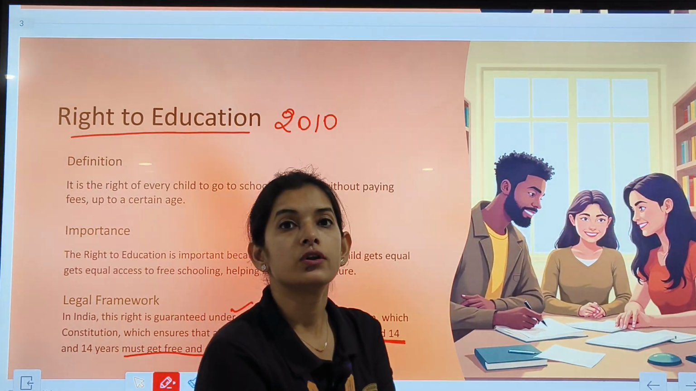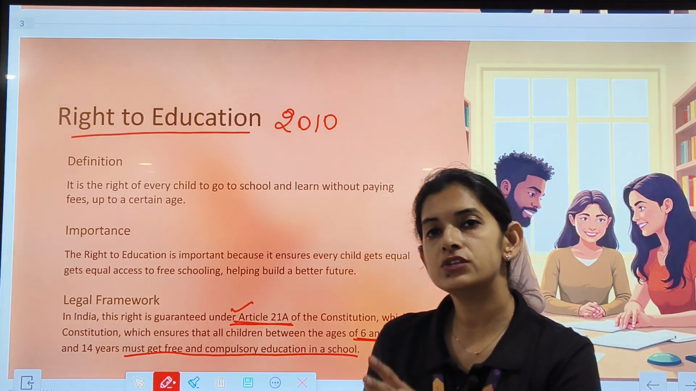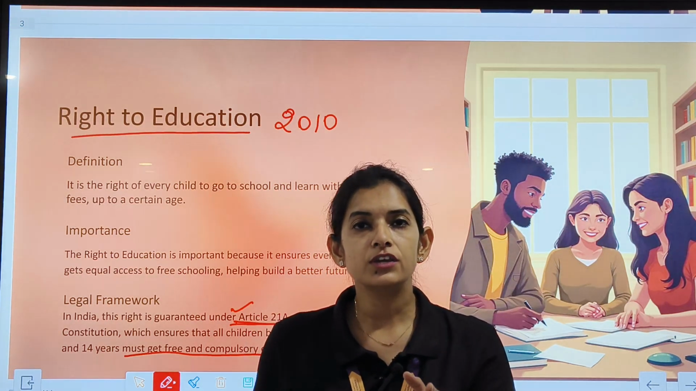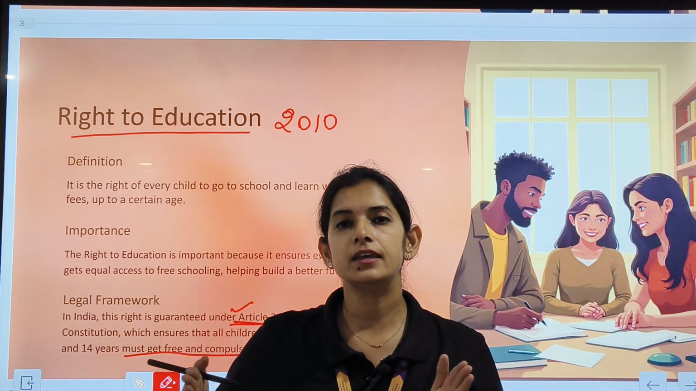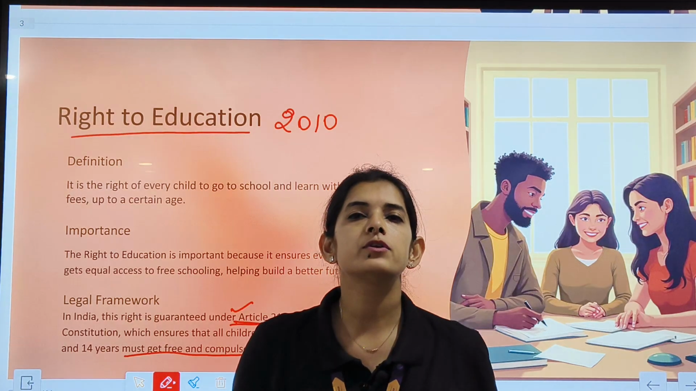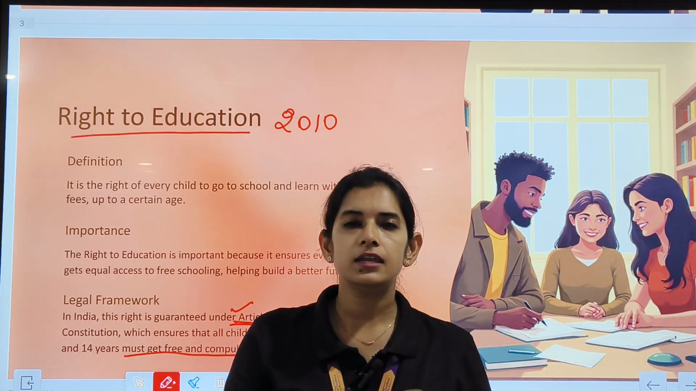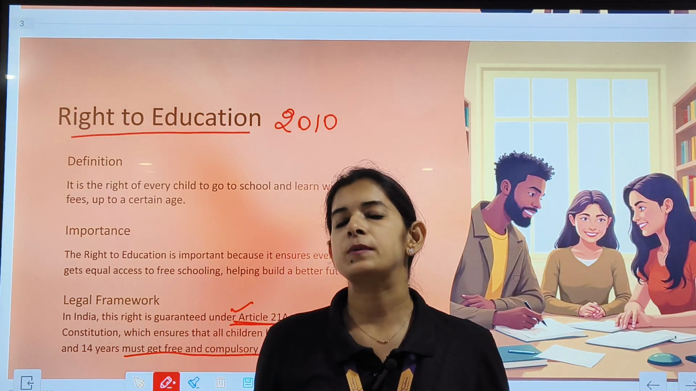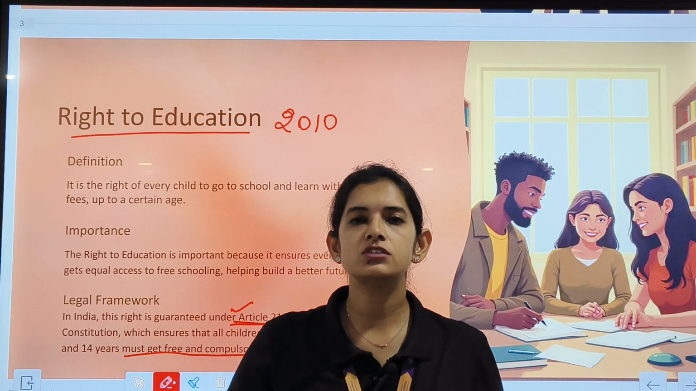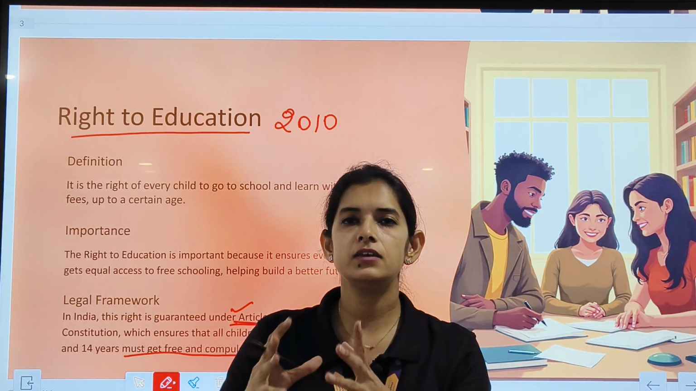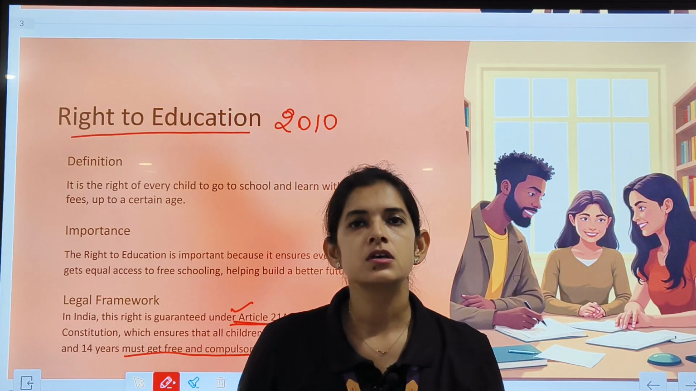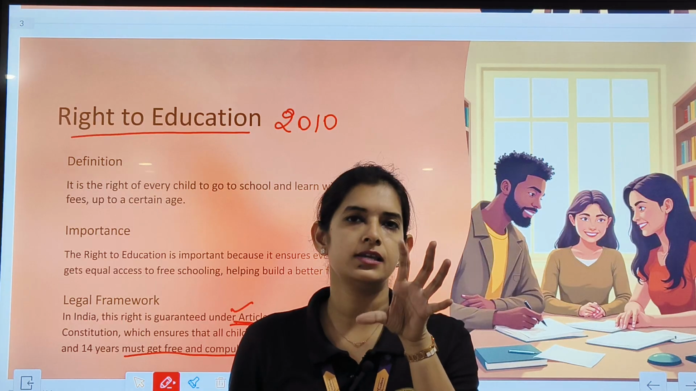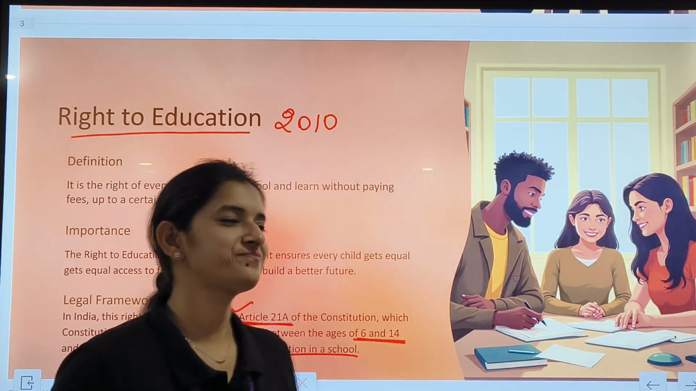Understood till here? So right to education was enforced in 2010 by the government of India. According to right to education, every child between the age of 6 and 14 gets compulsory and free education in any school, whichever he or she feels like. But here there are certain specifications, like the education which is provided is basically given in governmental schools. There are certain specific criteria for private sector holdings. Clear?